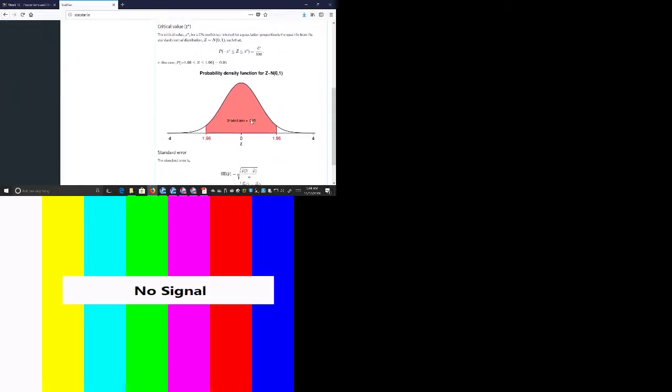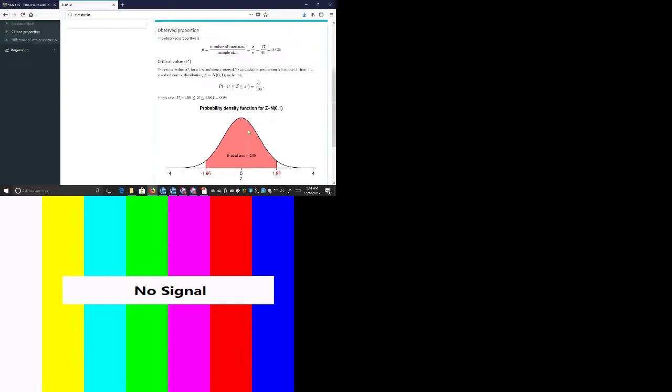All right. So if we change this to 95, say, then we can see this picture changes. We end up with that 1.96 value. Because it does not contain 1 or 0, we can't conclude this.